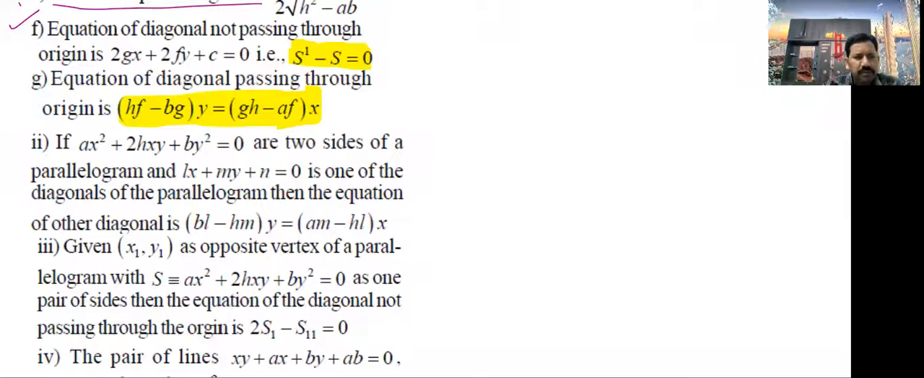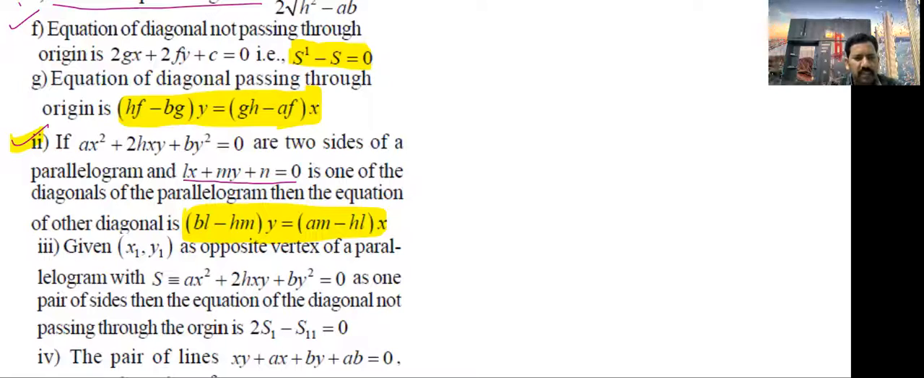Next point, students. The second point: ax square plus 2hxy plus by square is equal to 0 are two sides of a parallelogram. Lx plus my plus n is equal to 0 is one of the diagonals of the parallelogram. Then the equation of the other diagonal passing through origin, this is the formula: (bl minus hm) into y is equal to (am minus hl) into x.